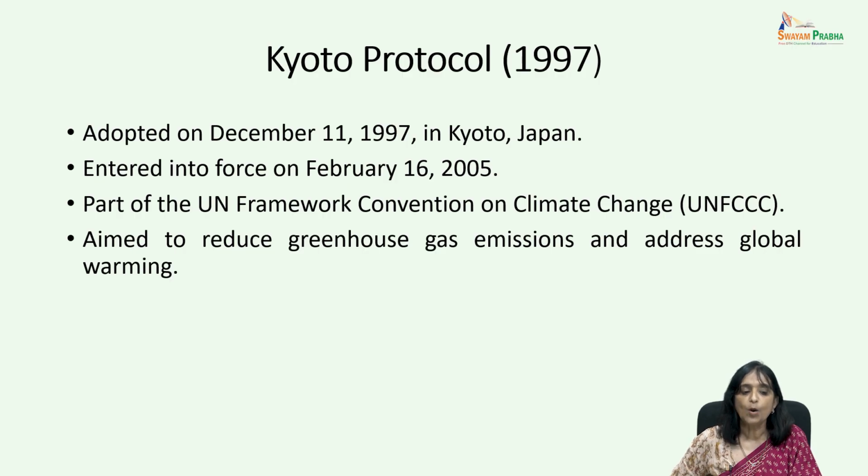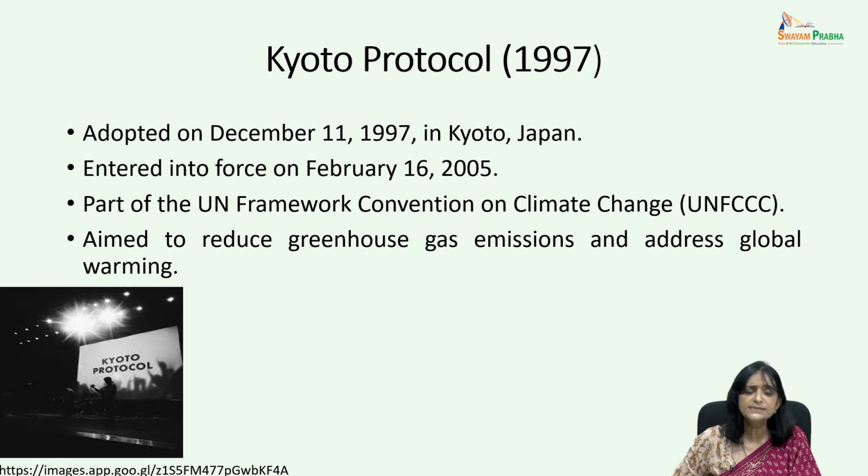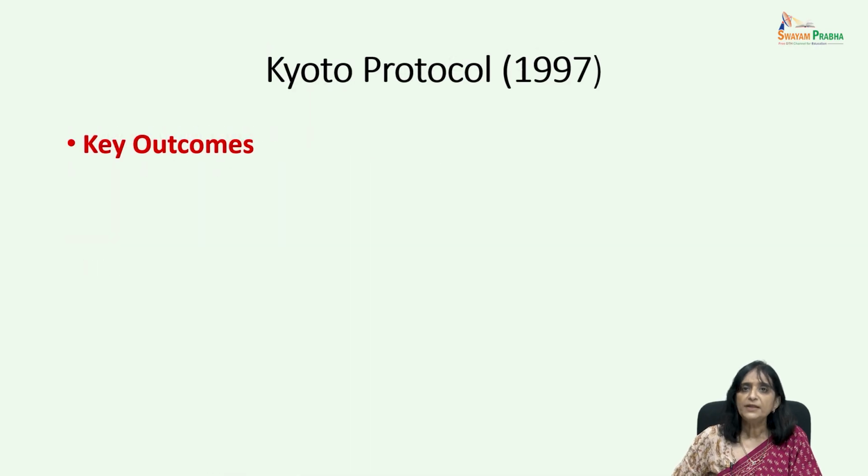It was adopted on December 11 in Japan. It came into force in 2005. It is a part of the United Nations Framework Convention on Climate Change, and it focused on the reduction of greenhouse gas emissions. It aimed to address the problem of global warming. This is an image of the Kyoto Protocol. It's a conference which happened in Japan, very important from the point of view of carbon trading.